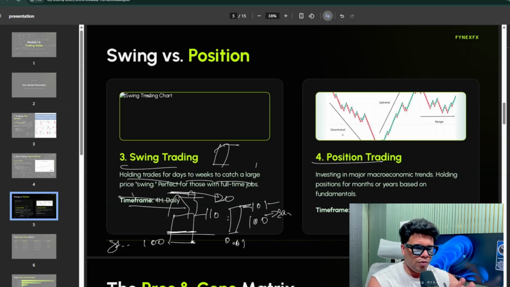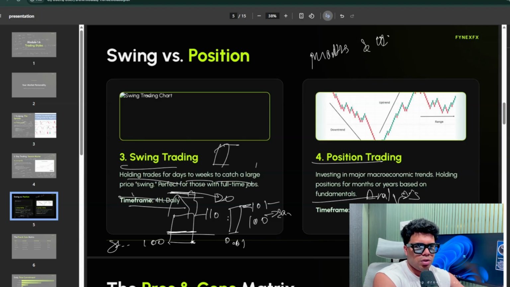We're going to learn that from the second module. These analyses are called technical analysis. If you want to be a trader, you must understand technical analysis, and you do technical analysis to become a scalper trader, day trader or swing trader. But when it comes to position trading, you must understand fundamental analysis, because you are going to hold these positions for months to years.